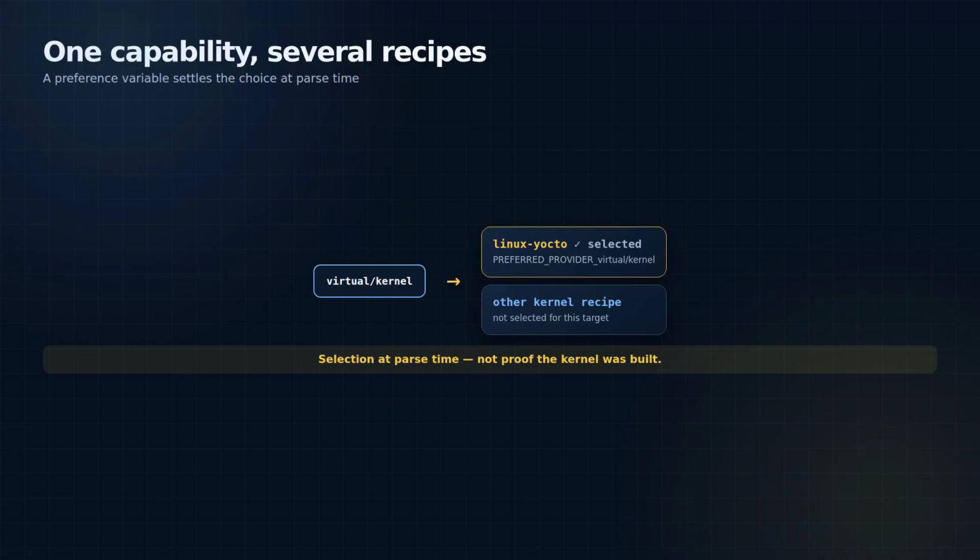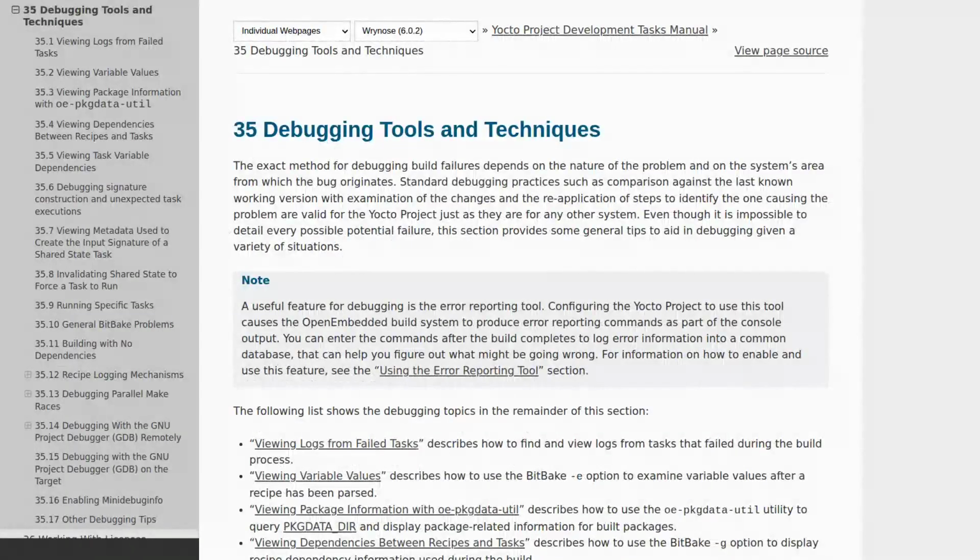Having settled which recipes participate, the next question is how those recipes connect to one another and to the image as ordered work. That relationship is the task graph. BitBake does not run recipes as isolated units. It expands them into tasks and connects those tasks with dependencies. A build time dependency says one recipe's output must exist before another recipe's task can run. A runtime dependency says an installed package needs another package present on the device.